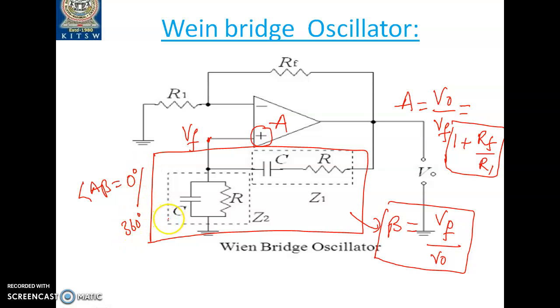Which satisfies one of the Barkhausen criteria. So obviously we can conclude that this is a circuit which is capable of producing sustained oscillations. A sine wave generator is possible with this circuit. Now let us see the analysis part.